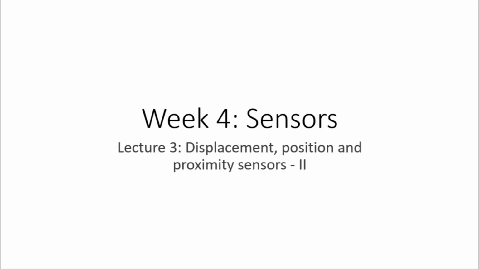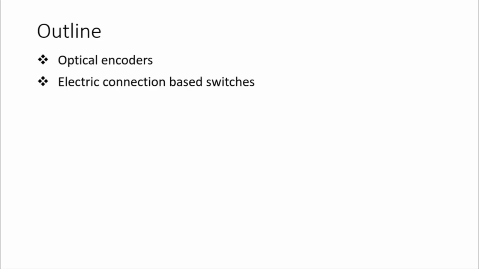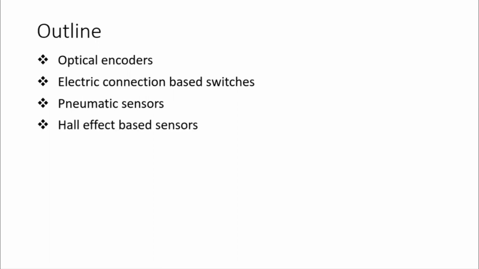In this lecture, we will be seeing some important sensors which are used for displacement, position, and proximity sensing applications. The outline of this lecture is as follows. We will be learning the principle of operation, construction details, and the applications of optical encoders, electric connection based switches, and pneumatic sensors. At last, we will also learn the Hall effect based sensors.